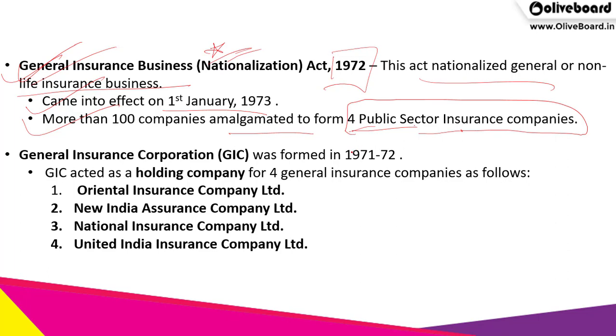National Insurance Company was already there, but till that time it was private. General Insurance Corporation was formed as a result of JIBNA, and it acted as a holding company. It was not doing any business itself, but under GIC, 4 companies remained. These 4 companies were a result of the merger of hundreds of companies: Oriental Insurance Company, New India Assurance, National Insurance and United India Insurance.